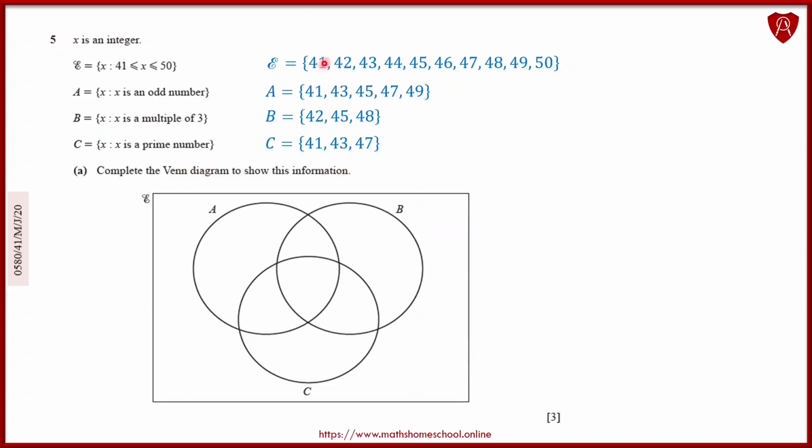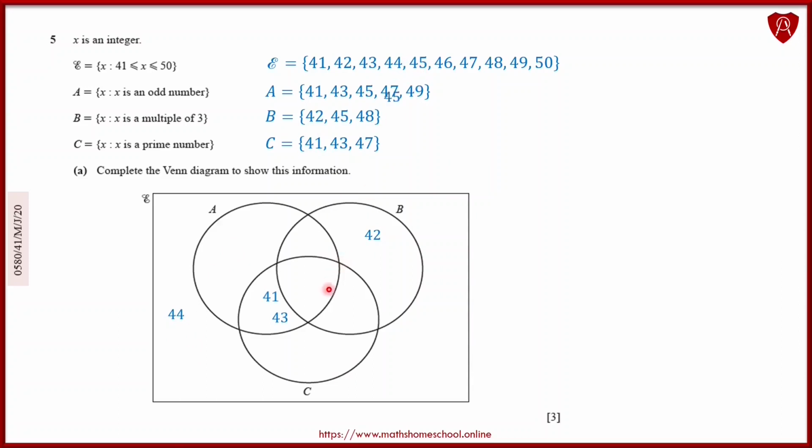Taking one number at a time, 41 is odd and prime, but not a multiple of 3. So it belongs to both A and C. 42 is a multiple of 3. It only falls in this set B, so it belongs to B only. 43 is another prime number. 44 is in none of these 3 sets, but it is within the universal set.